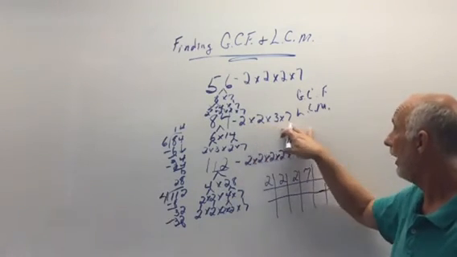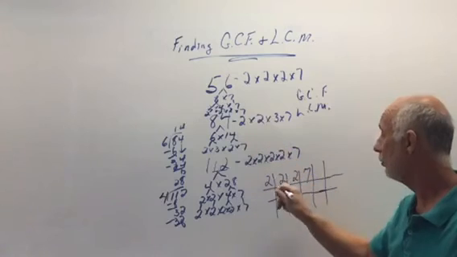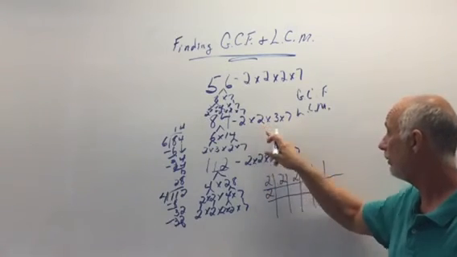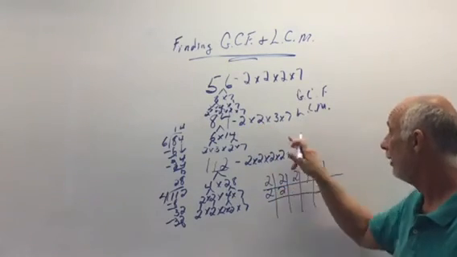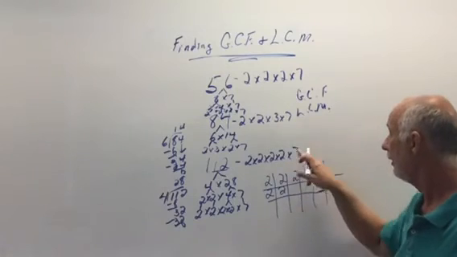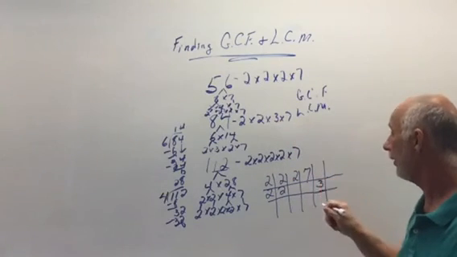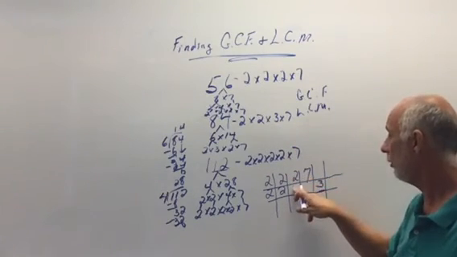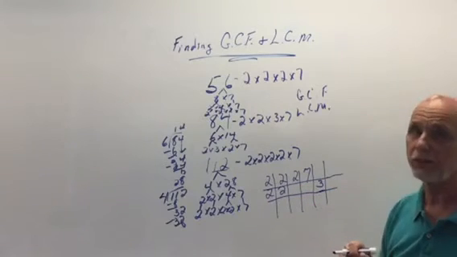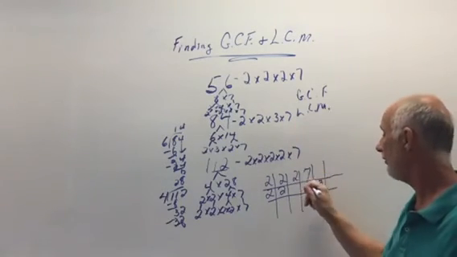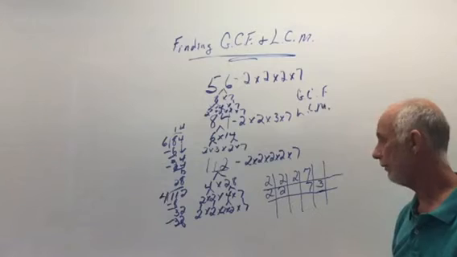When I go to do my next chart, I can put a 2 under my 2, I can put the second 2 under the second 2, but I don't have a 3. So I have to start a new row for the 3, because only 2's can go under 2's and only 7's can go under 7's. I do have a 7, so I can put the 7 right here.